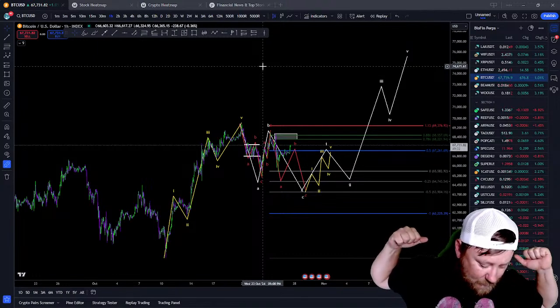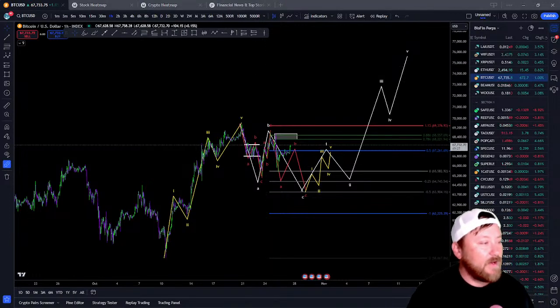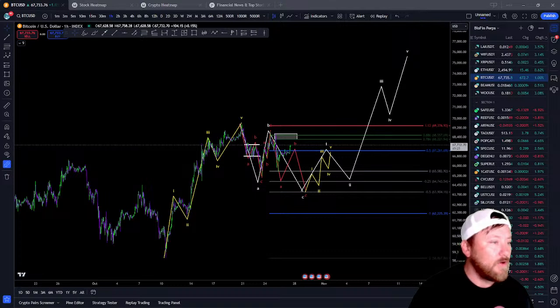Never heard of a 4-point correction. Yeah, I mean, I've heard of it before. I know what you're talking about, 1 2 1 2. I just don't use them personally.